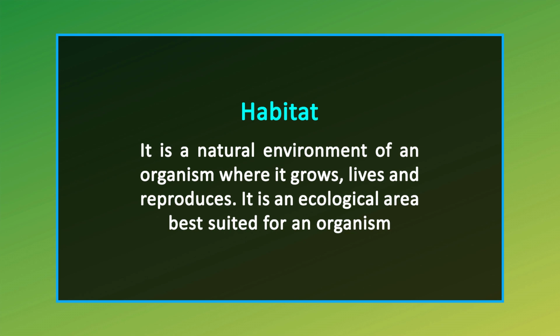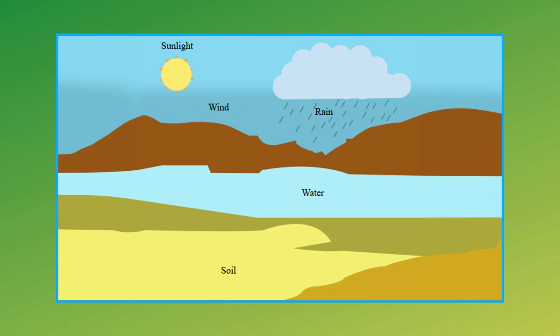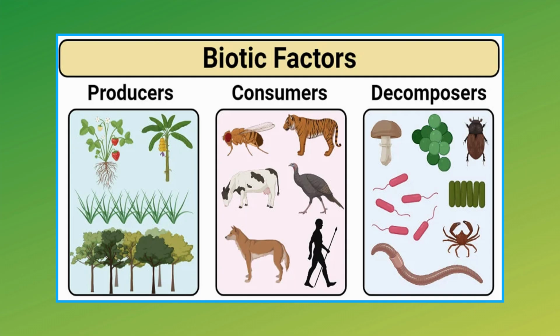Dear students, habitat. It is a natural environment of an organism where it grows, lives and reproduces. It is an ecological area best suited for an organism. Habitats vary in physical and chemical composition. It includes abiotic components like water, temperature, light and soil, and biotic components too, for example, parasites, competitors, pathogens and predators, interacting with them constantly.